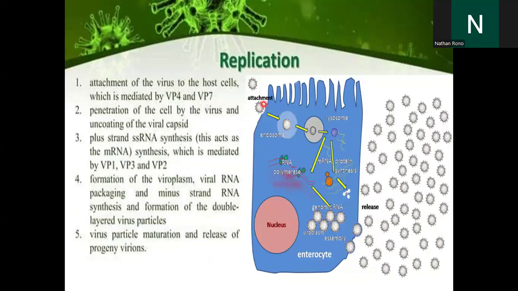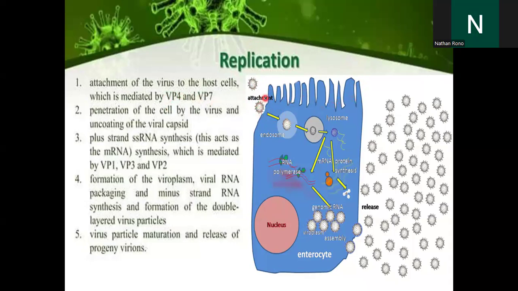Then how they replicate. Here's the rotavirus and here's the host cell. Okay. First of all, they have to attach. So there's going to be attachment here. They attach to the host cell, and this is mediated by, as we said, the structural proteins VP4 and VP7. That's what is going to mediate attachment into the host cell.